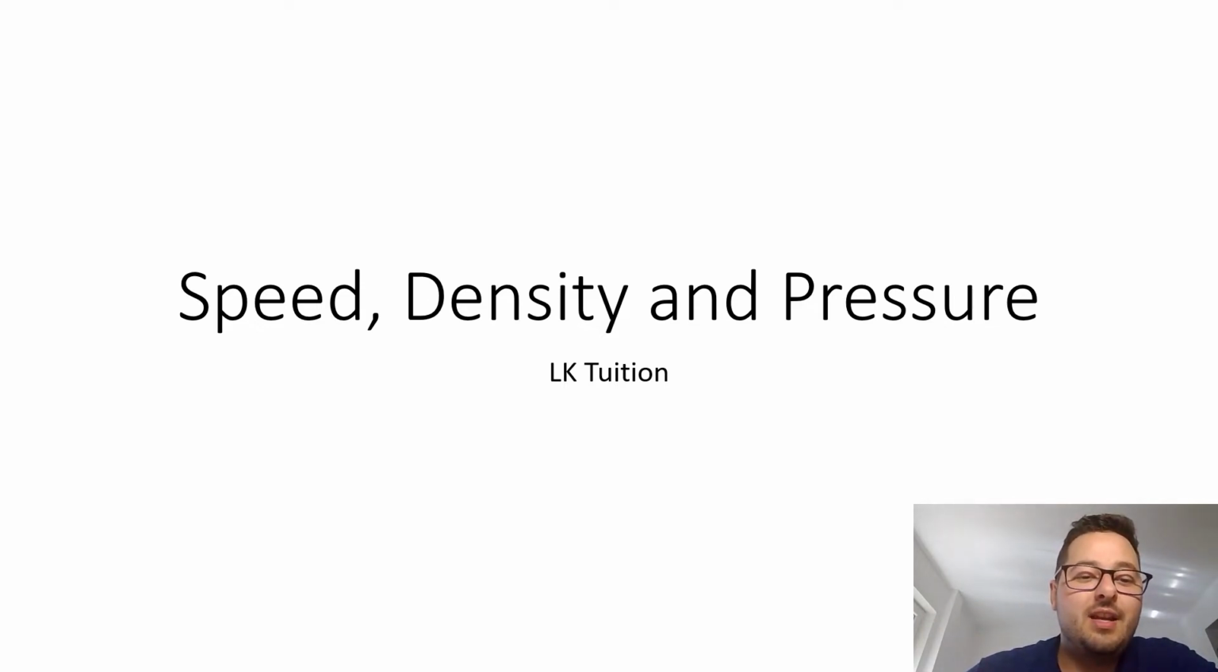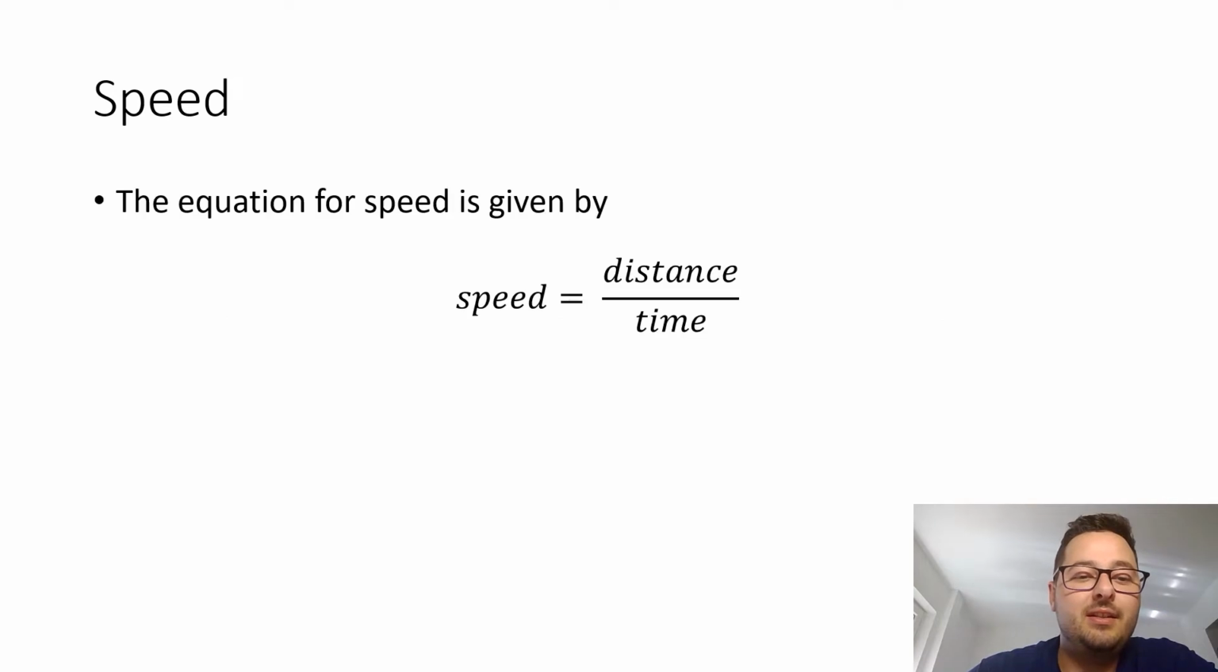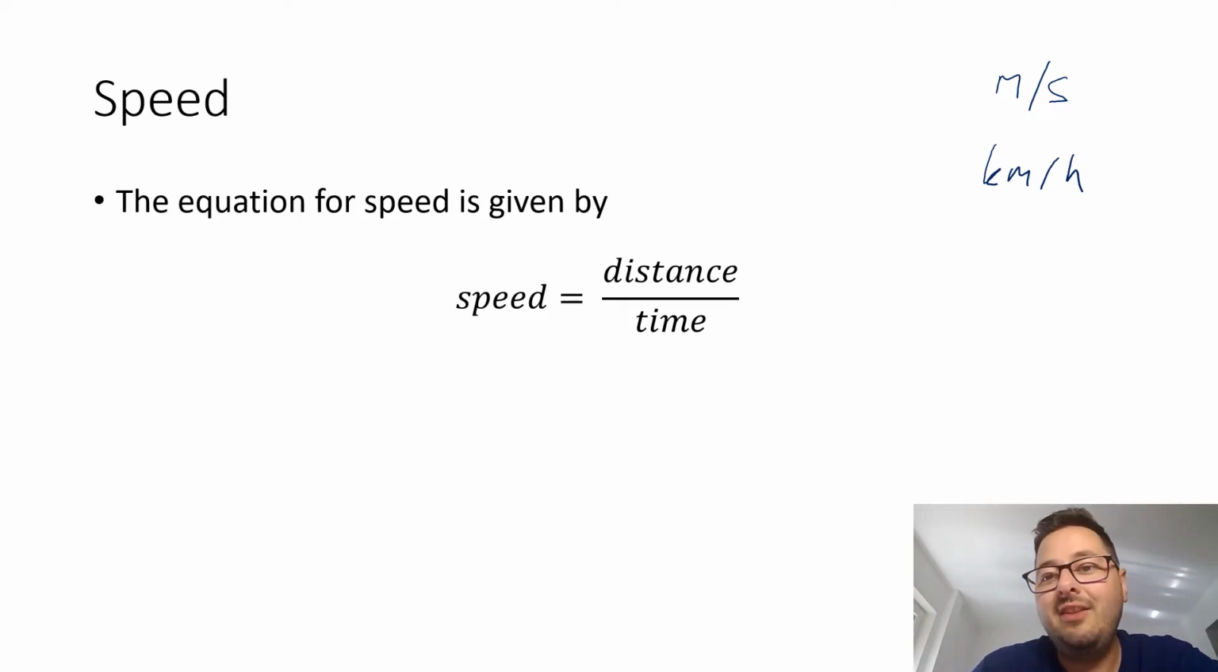Alright then, so let's start with speed. Okay, so this equation for speed is given by speed equals distance over time. And if ever you forget these formulas, there's usually a clue in the question. So the question might give you the units for speed. So the speed might be, I don't know, meters per second, or it might be kilometers per hour, something like this. But these are actually clues that tell you what the formula is.